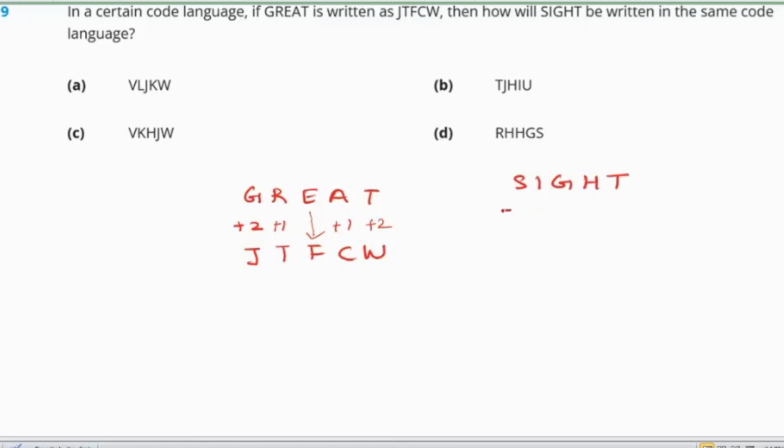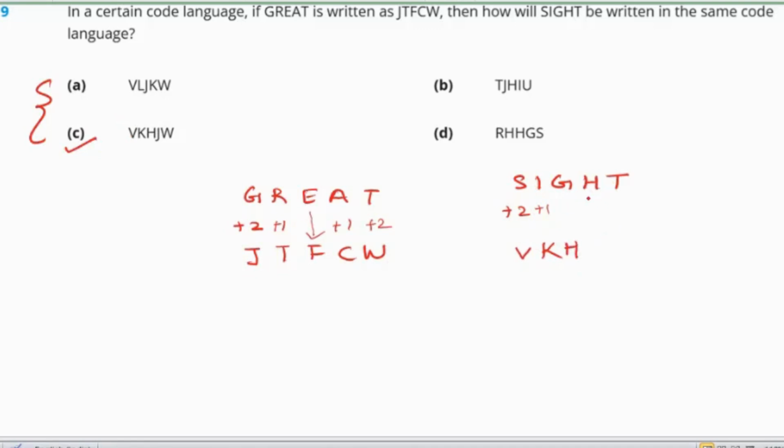So when we skip two letters, P, Q, R, S, T, U, then V should be there. Okay, now we can see there are two options that start from B. Now after S, we need to skip one letter. So H, I, J, K. So there has to be K. We can see only option C has K after B, but still we will solve it. And after G, what is there? H. So H should be there.